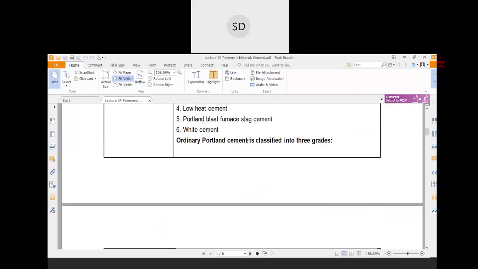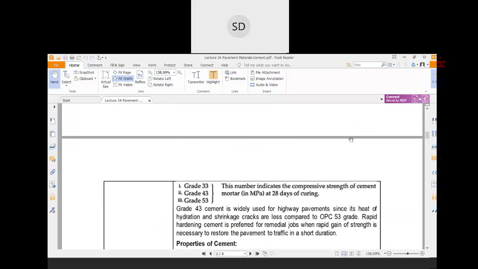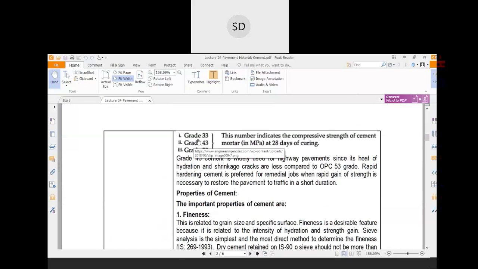So ordinary Portland cement is classified into three grades. I think you know about this: grade 33, grade 43, and grade 53. Now, grade 43 cement is widely used for highway pavements. It is important to note that it is widely used since its heat of hydration and shrinkage cracks are less compared to OPC 53 grade. The rapid hardening cement is preferred for remedial jobs when rapid gain of strength is necessary.